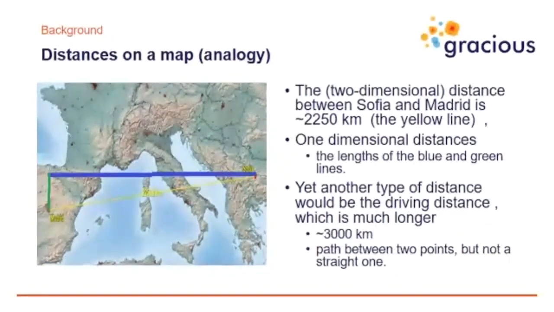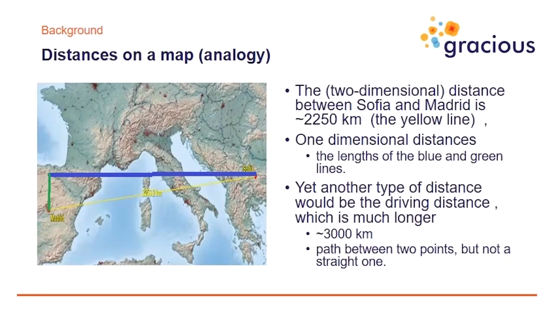Apart from x-folds, there are many ways to calculate similarity, and these are defined by distances or similarity indices. Let's have a look at a familiar definition for distance on a map. The distance between Sofia and Madrid on a straight line, the yellow line on the picture, is 2,250 kilometers. This could be considered a two-dimensional distance. Its length can be calculated using the length of the blue and the green lines by the Pythagorean theorem, of course, if you assume the Earth is flat between these two points. And the lengths of the green and the blue lines are one-dimensional distances.